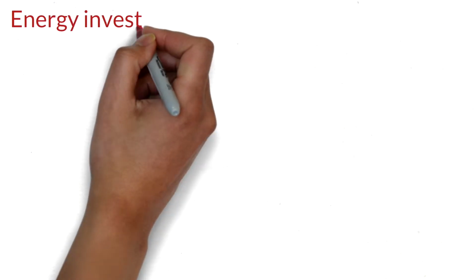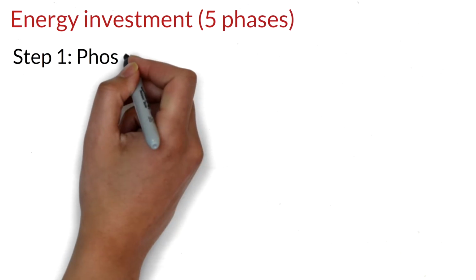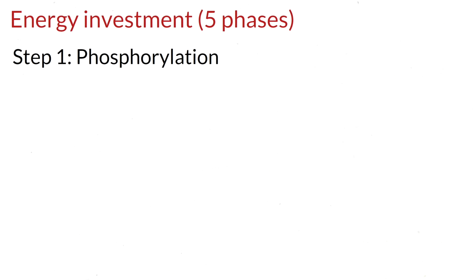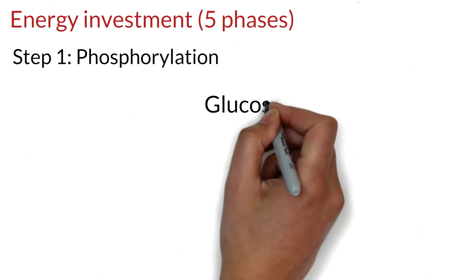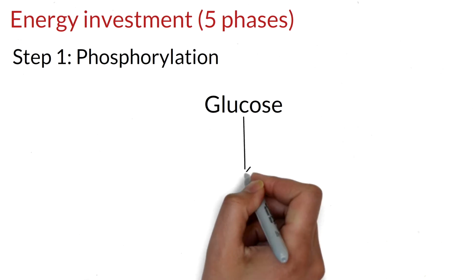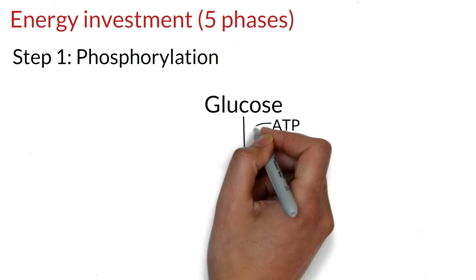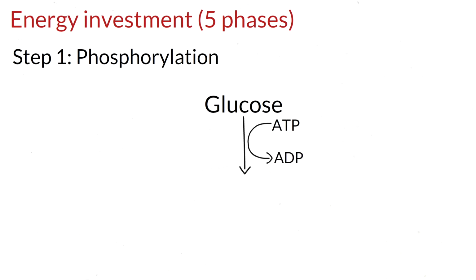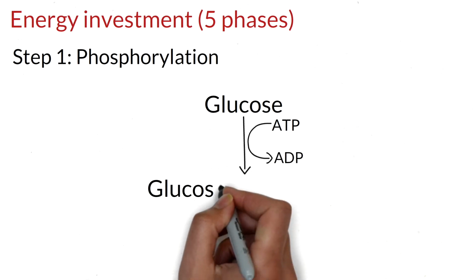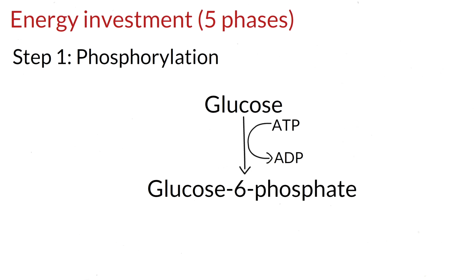Let's now explore each step. To begin with, the first 5 steps cover the energy investment phases. Step 1 is known as phosphorylation. The glucose molecule entering the cell gets immediately phosphorylated, and here energy is consumed in the form of ATP. The phosphate will be stripped off from ATP and gifted to the 6th carbon within the glucose molecule, which is why the product has a nomenclature of glucose 6-phosphate.